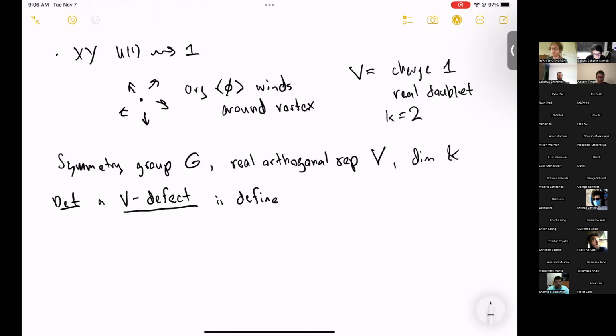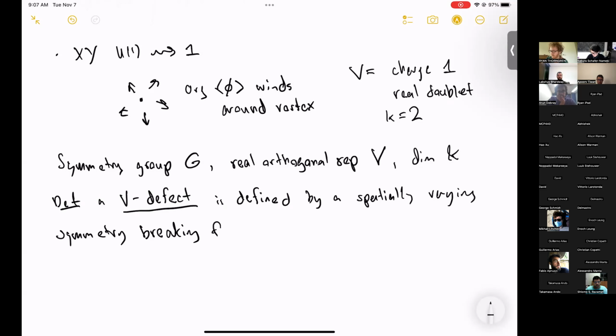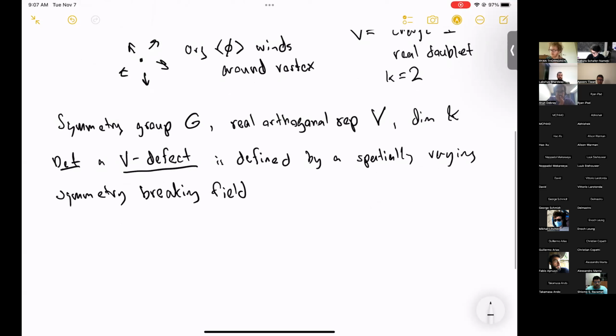So the V defect I'm going to be interested in is actually given by explicit symmetry breaking. So you can think about these results, they'll apply to spontaneous symmetry breaking, but let me just explicitly break the symmetry in my system and define a V defect by a spatially varying symmetry breaking field, which I'll call phi.